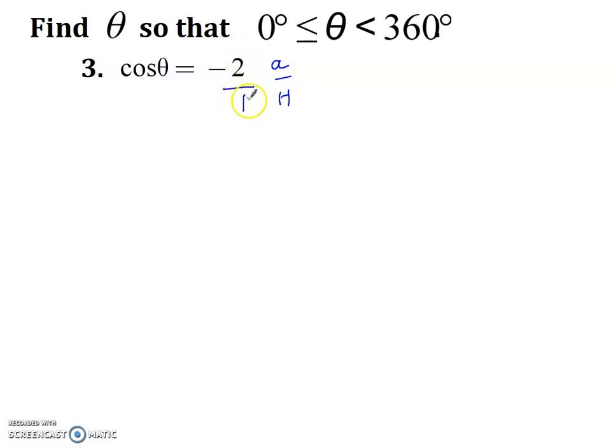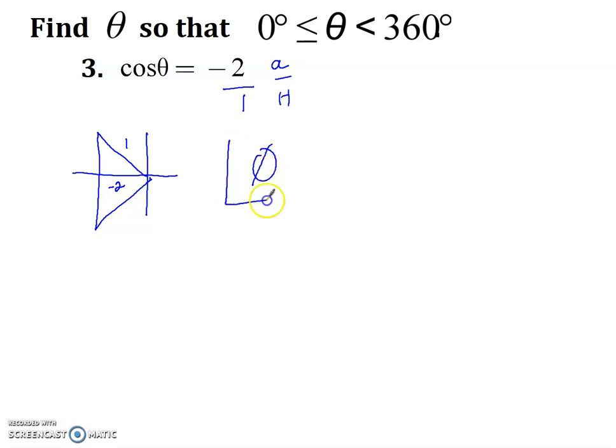Okay. If I look here, if the hypotenuse is only 1 and the adjacent is only 2, it's not possible to draw a triangle with those measurements. I would draw it on the left because that's where cosine's negative. But if I try to label my triangle like this, I can see the hypotenuse is too small. So this equation has no solution because our hypotenuse is too small to create a triangle.